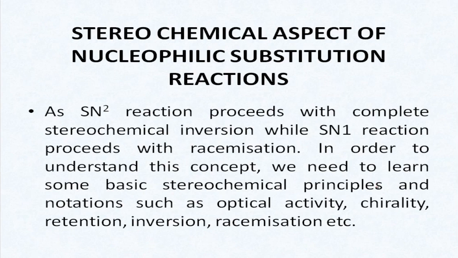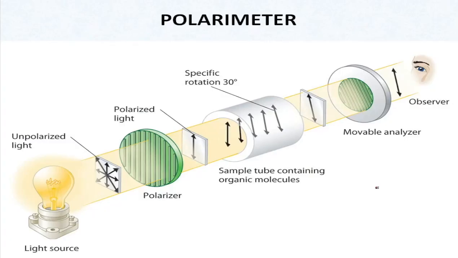Stereochemical aspect of nucleophilic substitution reaction. As the SN2 reaction proceeds with complete stereochemical inversion, while the SN1 reaction proceeds with racemization. In order to understand this concept, we need to learn some basic stereochemical principles and notations such as optical activity, chirality, retention, inversion, racemization, etc. So the polarimeter.